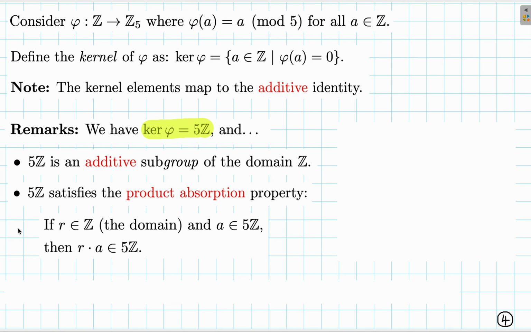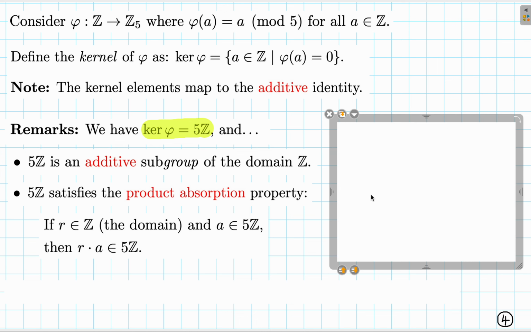Here is another observation about the kernel 5Z. It satisfies what's called the product absorption property. Namely, if r is an element of the domain Z and a is in 5Z, then the product r times a is also in 5Z.